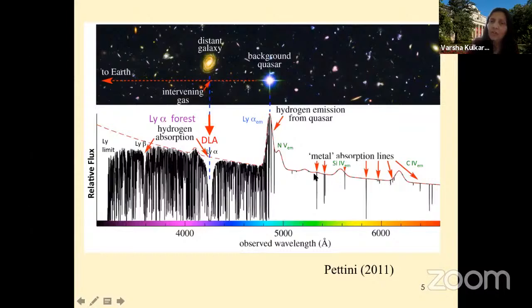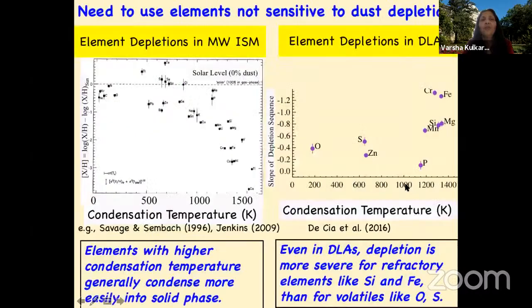And with high resolution spectrographs, you can study these lines in detail and determine the composition, the column densities of various metals, as well as the velocity structure of the absorption systems. One thing, however, one has to be careful about is to use elements that are not sensitive to dust depletion. The reason for that is obvious from this picture here, showing depletion as a function of condensation temperature. And you can see that a number of elements, including silicon, chromium, iron, et cetera, can deplete substantially on interstellar dust within the Milky Way and other galaxies.